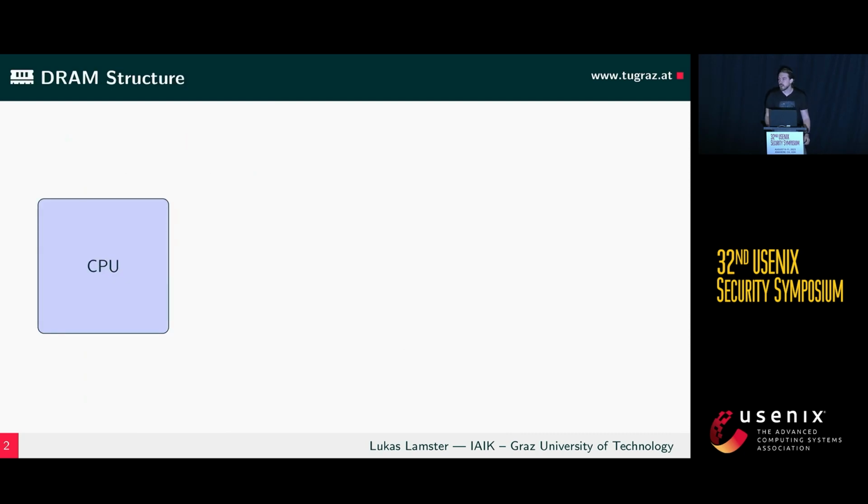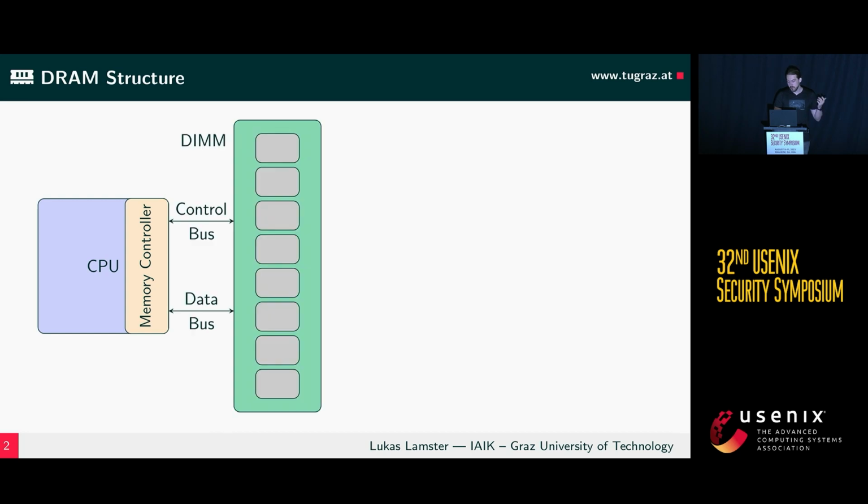So first, let's start with a bit about background, DRAM structure. So here we have a CPU, and the CPU has a memory controller. And this memory controller communicates with a dual inline memory module over some control bus and data bus. Control bus is used to send commands to this DRAM, and data bus is used to transfer the data.